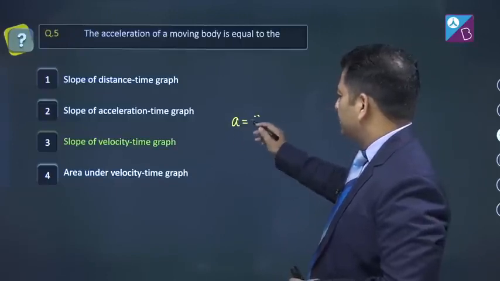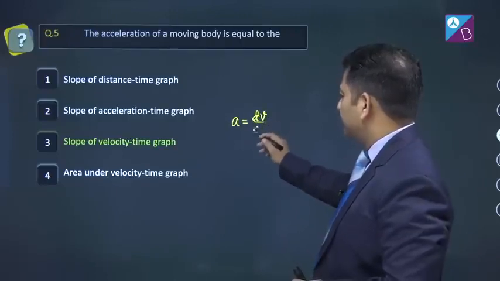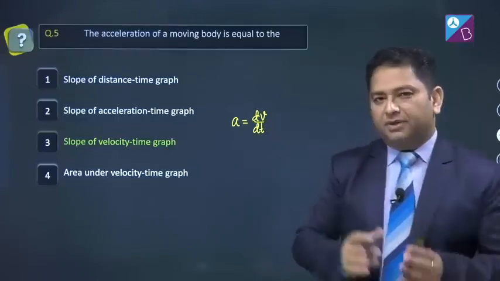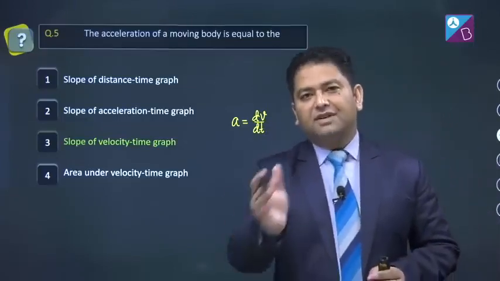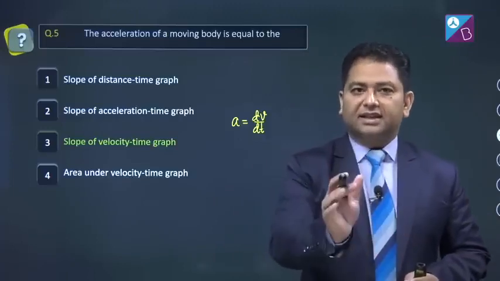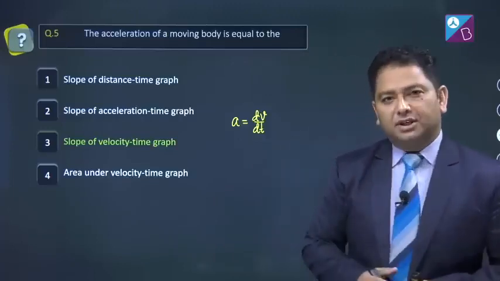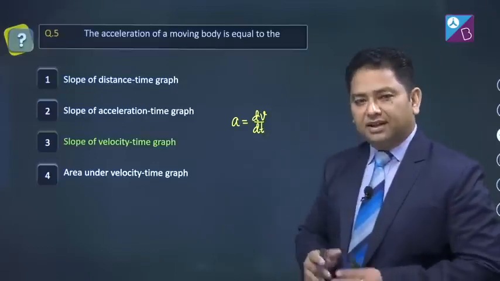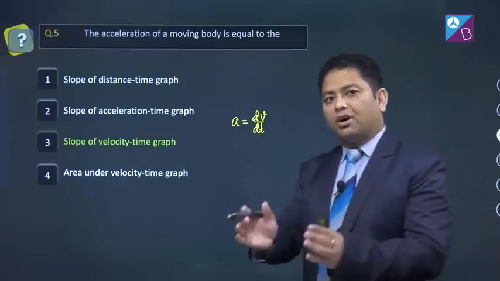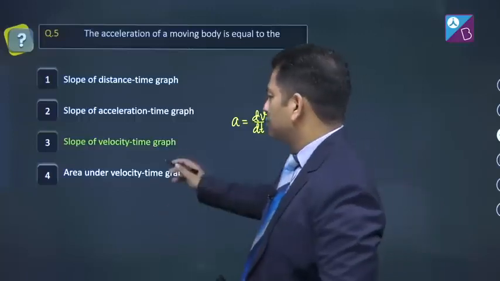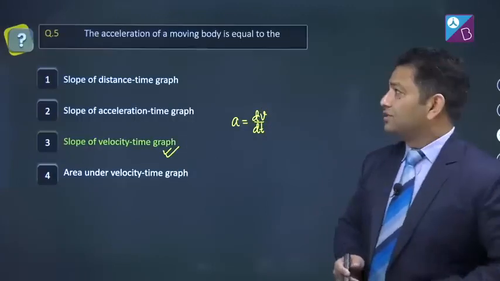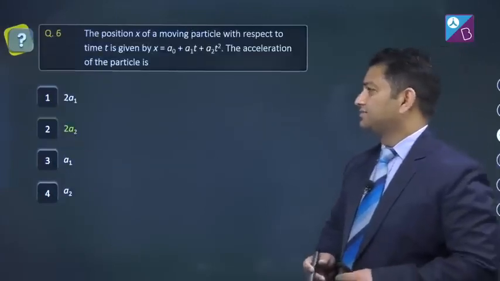Acceleration is equal to dv by dt. Now, whenever you talk about the graphical interpretation, derivative का मतलब slope, याद रखना, derivative का मतलब slope. तो derivative of velocity with respect to time, इसका मतलब it's a slope of the velocity-time graph, जो कि option number 3 यहां पर है. Let's move to the next question, number 6.